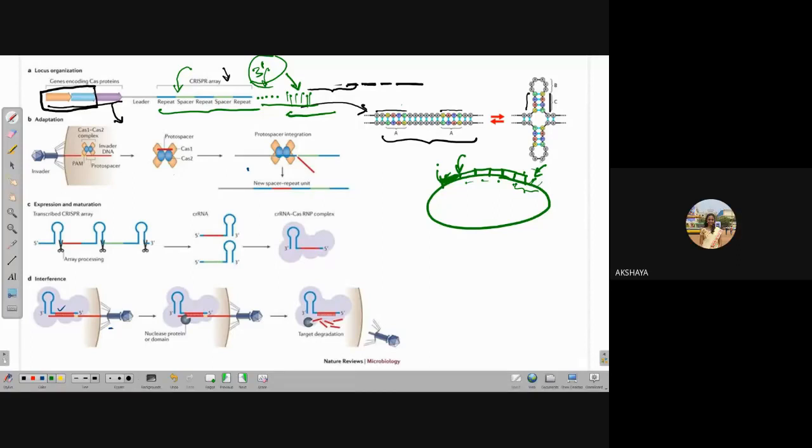Yes, I got it. Yes, it's a circular genome. I kind of forgot that for a minute. Circular genome. Yes, that's right. Yes, sir. Okay, sir. Any other questions? Yeah, good.